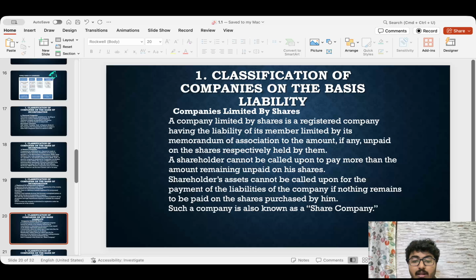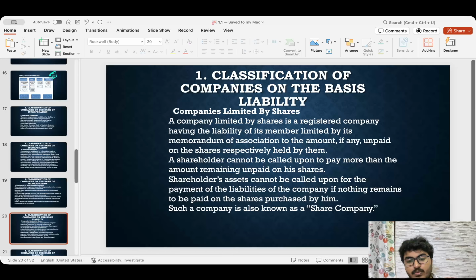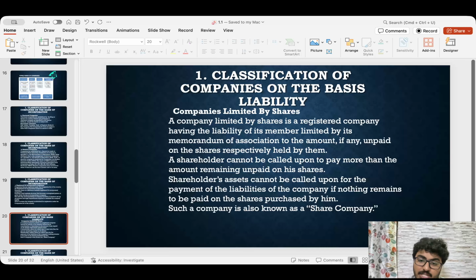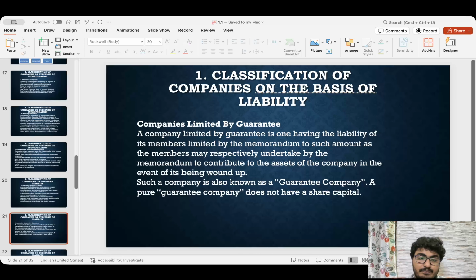A shareholder can't be called upon to pay more than the amount remaining unpaid on the shares. So, the shareholder's assets can't be called upon for the payment of the liabilities of the company if nothing remains to be paid on the shares purchased by him. Such a company is known as a share company, and this company is limited by shares.